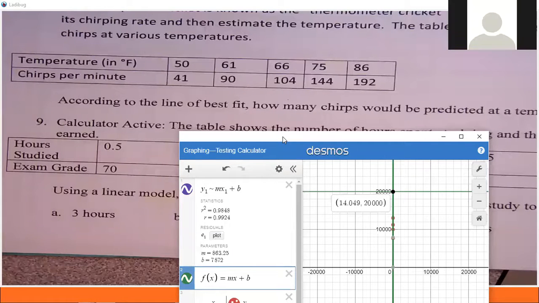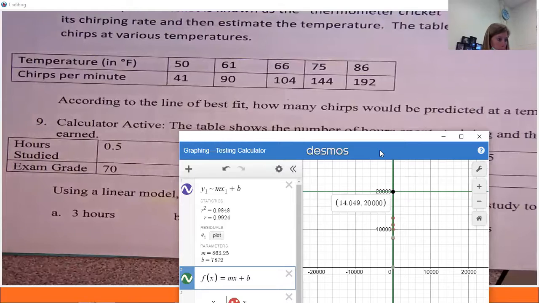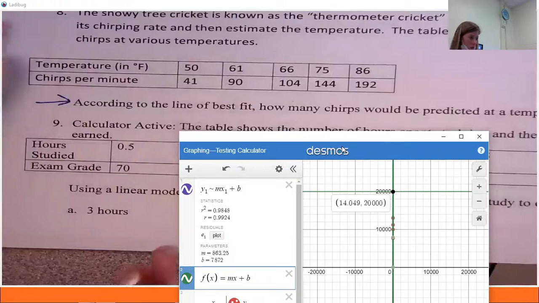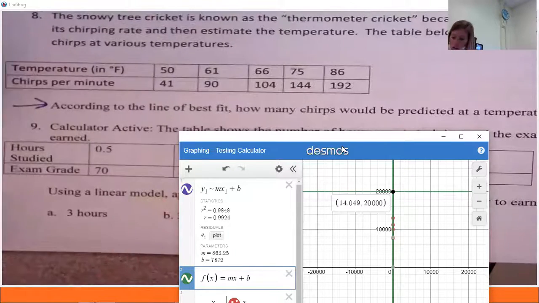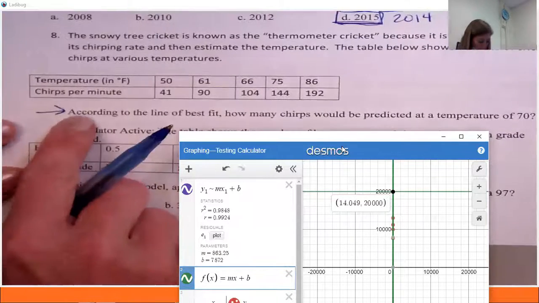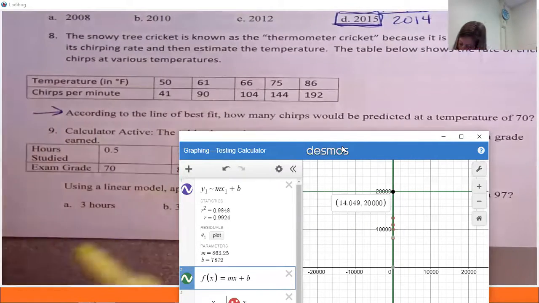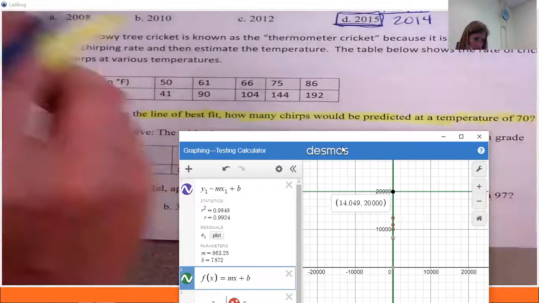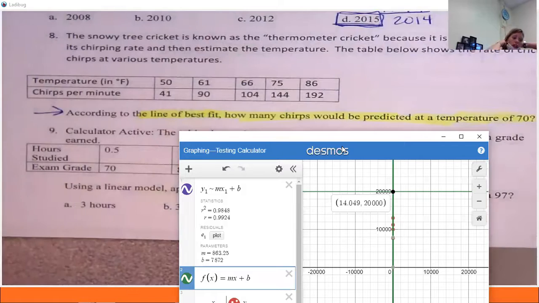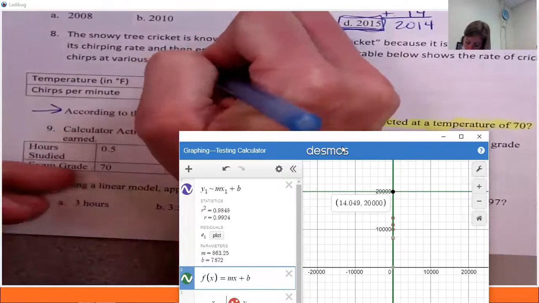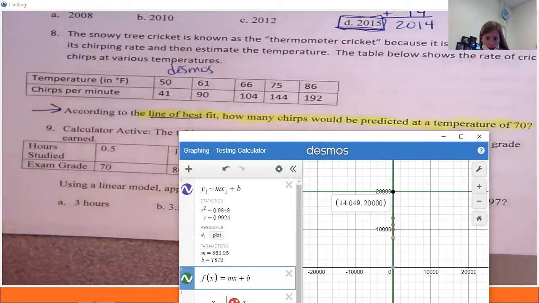I can't see your screen. Right here. Start reading right there for us. Can you see that, QJ, where it says according? QJ, I can't hear you. According to the line of best fit, how many chirps would be predicted at a temperature of 70. So line of best fit, that's your clue that you're going to put it in Desmos. So let's do that.